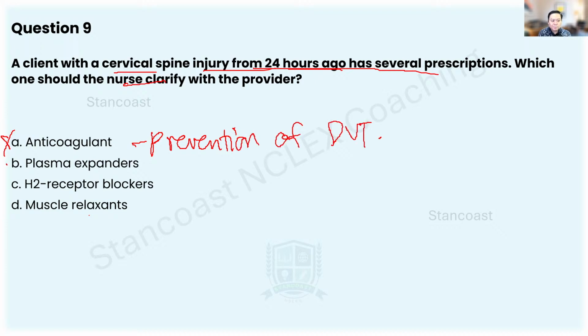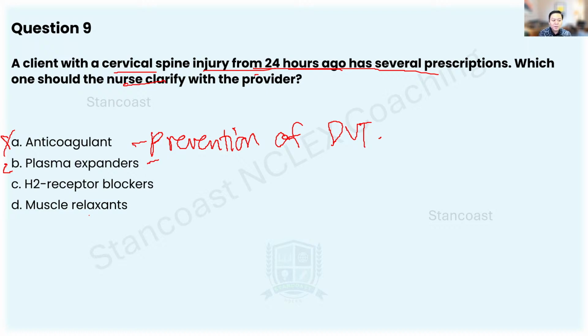What about plasma expanders? Are plasma expanders going to be needed this time? If the patient still has low blood pressure, the spinal shock, the low blood pressures, they're going to be unstable around this time. We probably would still be administering the plasma expanders to treat the hypotension. Expect that we will still be doing this one as well.